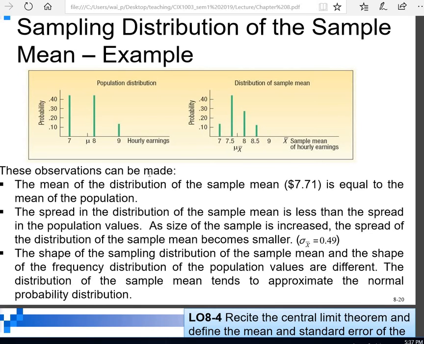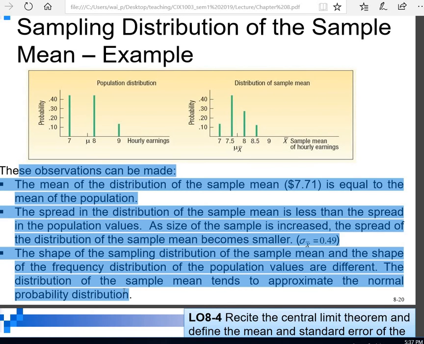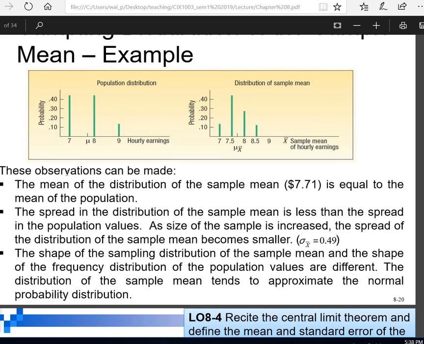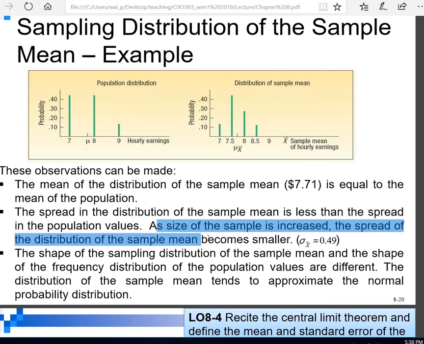And the last question is, what observation can be made about the population and the sampling distribution? We can summarize the result by using descriptive statistics, which means that we sketch the graph or we can conclude. For example, this observation can be made. The mean of the distribution is 7.71. The spread in the distribution of the sample mean is less than the spread in the population values. As the size of the sample is increased, the spread of the distribution of the sample mean becomes smaller, which is 0.49.